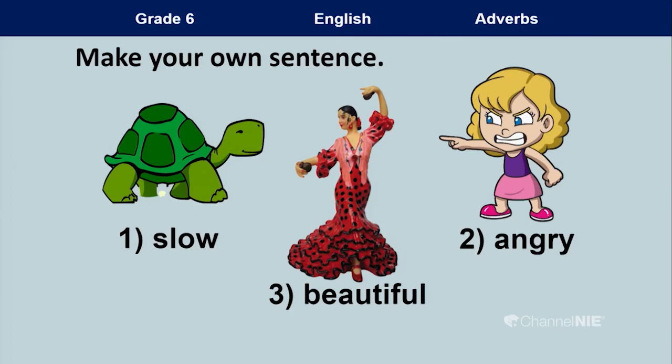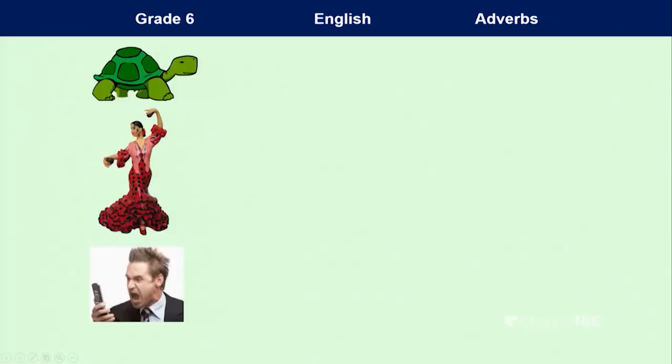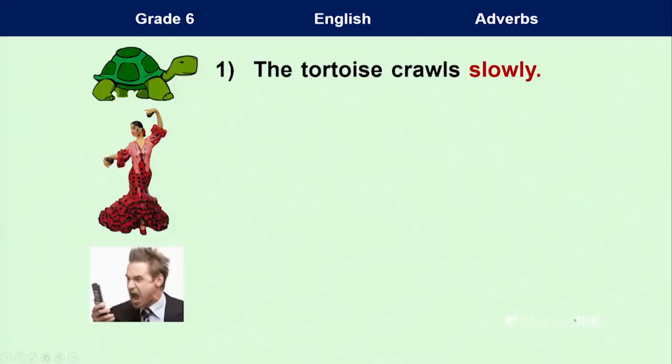That's right. Slow. What can we say about this? Slow. The tortoise is there. Yes. The tortoise crawls slowly. We know that. The tortoise is a slow animal. Yes, that is a slow animal. So the tortoise crawls slowly. Slowly is the adverb.